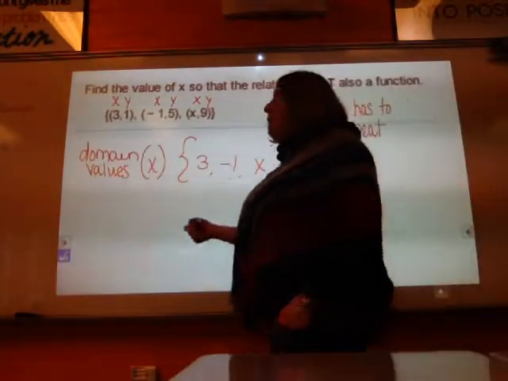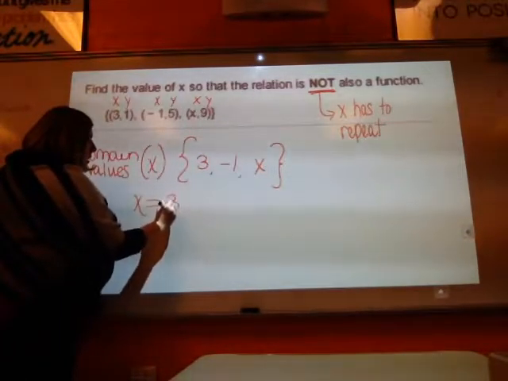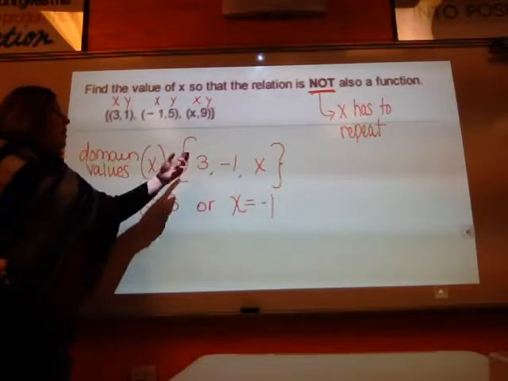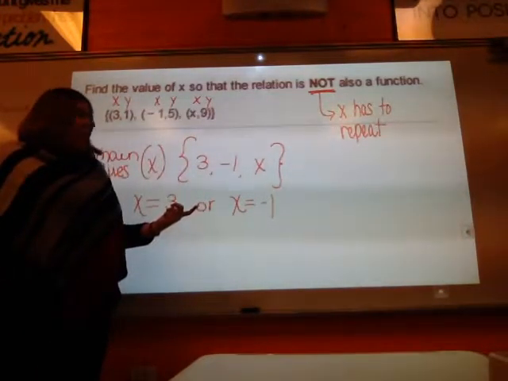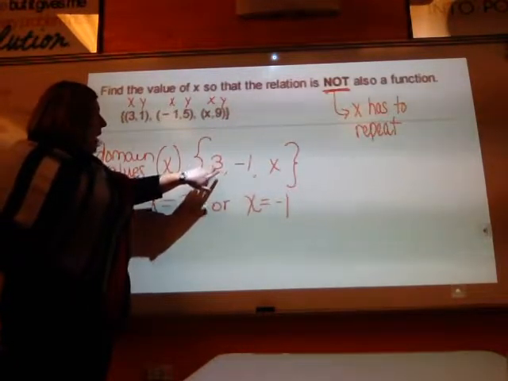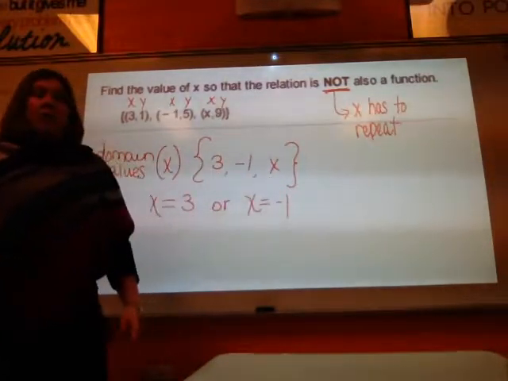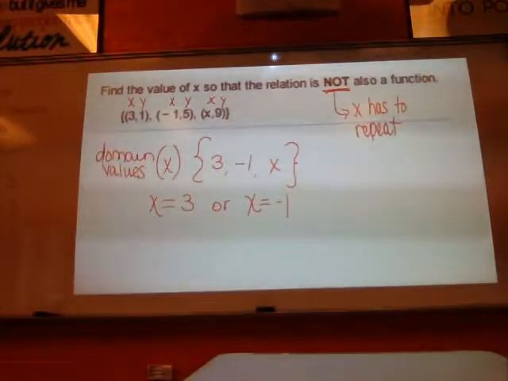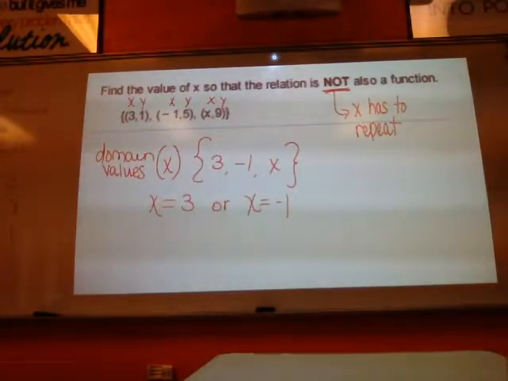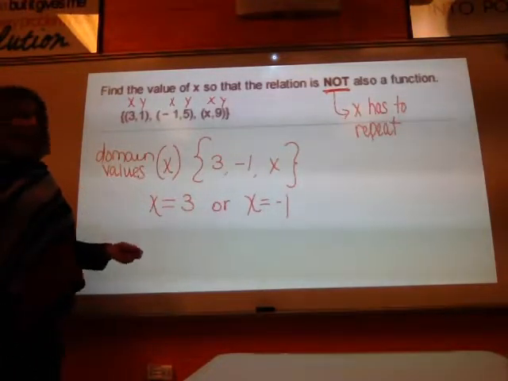So that means that x could be 3, or x could be -1. Because if it's either of these two numbers, the numbers that are already there, then it's going to make it not be a function. So it can be 3, or it can be -1 in order for it to not be a function. Now, it's got to be any other number in order for it to be a function. So make sure you read the question very, very carefully as to what it's actually asking you.